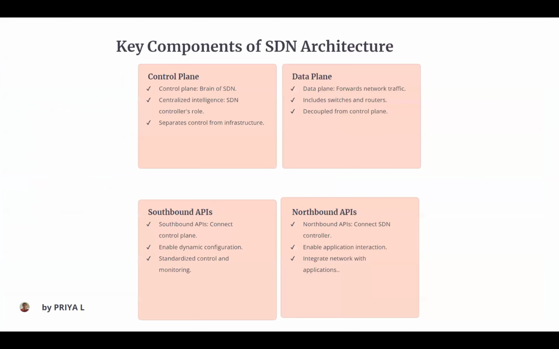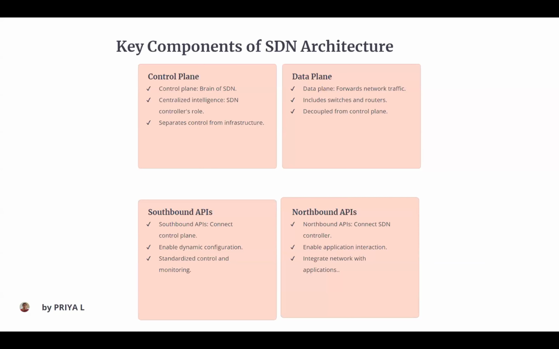Okay, so the key components of SDN architecture are the control plane, data plane, southbound APIs, and northbound APIs. We have discussed these planes. The forwarding plane, which we call the data plane, is responsible for the actual forwarding of network traffic. It consists of network devices like switches, routers, and other forwarding devices. In the data plane, packets are forwarded based on instructions received from the control plane. It does not make any decisions by itself about packet forwarding; it relies on the control plane for instructions.